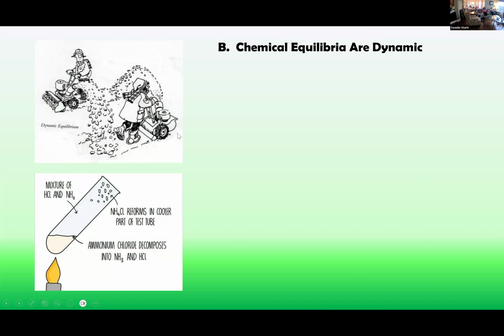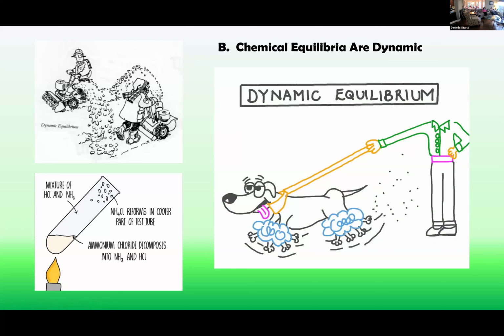So here's an example. You've got two people snow blowing, and he's blowing snow this way, and she's blowing snow that way, but they're supposed to be clearing the sidewalks and it's not working because she's refilling his sidewalk and he's refilling hers, right? Great example of dynamic equilibrium. There's another one down there, which shows an actual chemical reaction.